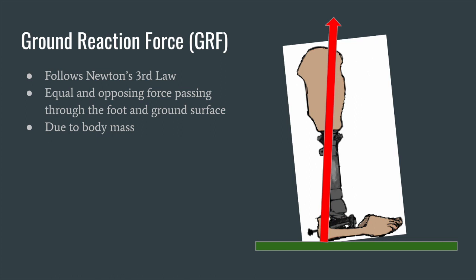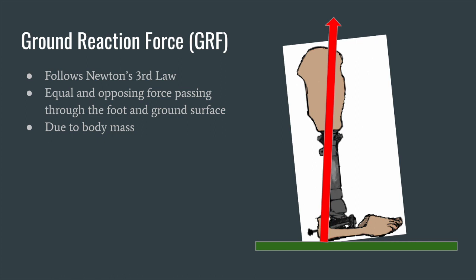Following Newton's third law, the ground reaction force is the equal and opposing force passing through the foot of the prosthesis and the ground surface. This force is due to body mass, which also includes the momentum and accelerations of the specific body we are measuring. As you can see in the diagram of the transtibial prosthesis to the right, the ground reaction force changes when walking. When the heel of the prosthesis is the only contact area on the ground during walking, the ground reaction force is less perpendicular, focusing its force toward the center of mass.